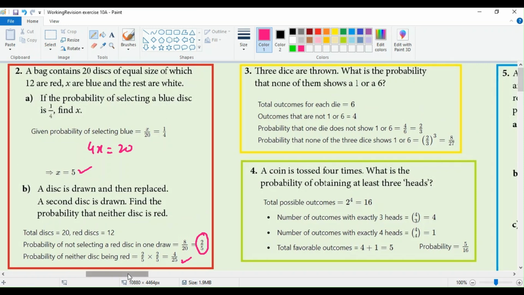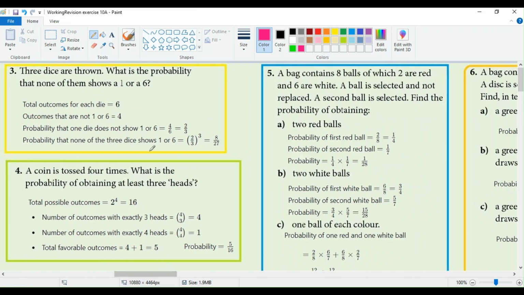When it comes to question number 3, it says 3 dice are thrown. What is the probability that none of them show 1 or a 6? That means the total outcome of each die is 6. Outcomes that are not 1 or 6 is 4. So there are 4 outcomes possible. The probability that one die does not show 1 or 6 is 4 over 6, 4 possibilities out of 6 possibilities, which equals 2 over 3. Now, the probability that none of these 3 dice show 1 or 6 is 2 over 3 cubed. That means 8 over 27 is going to be the final answer for this question.